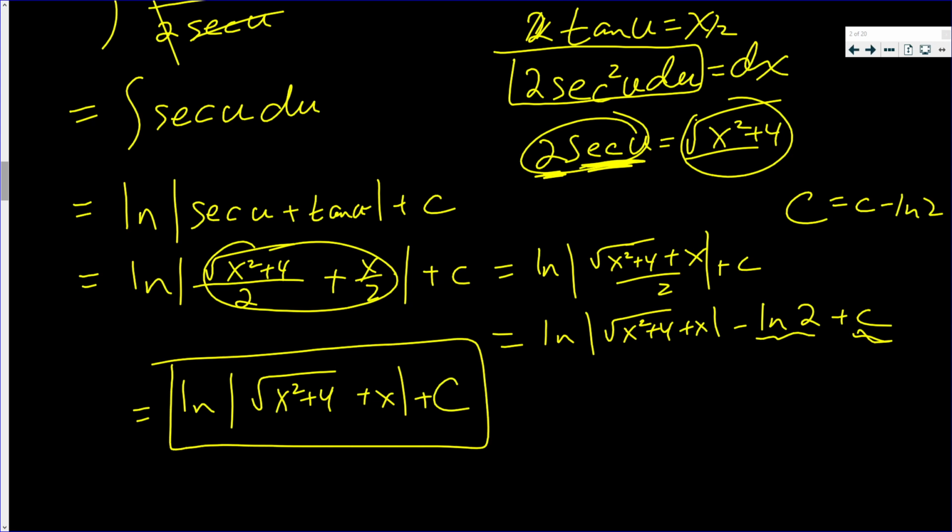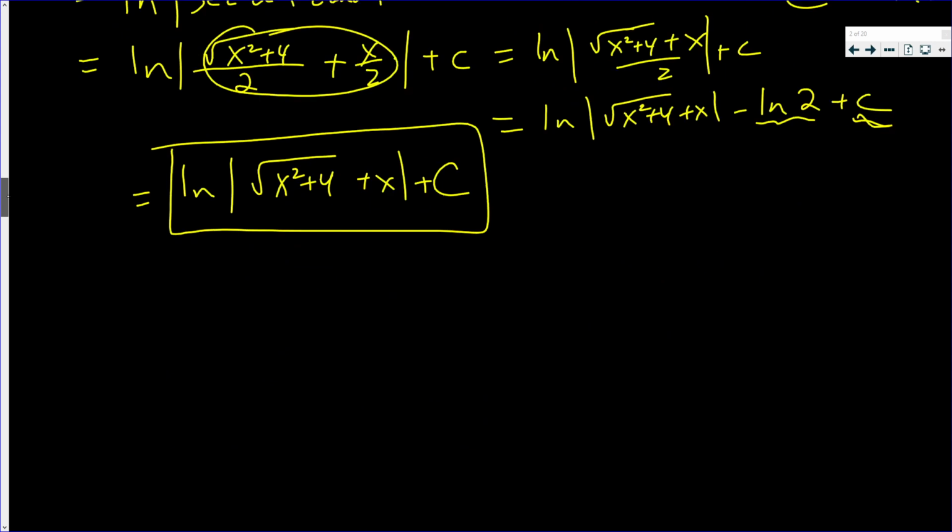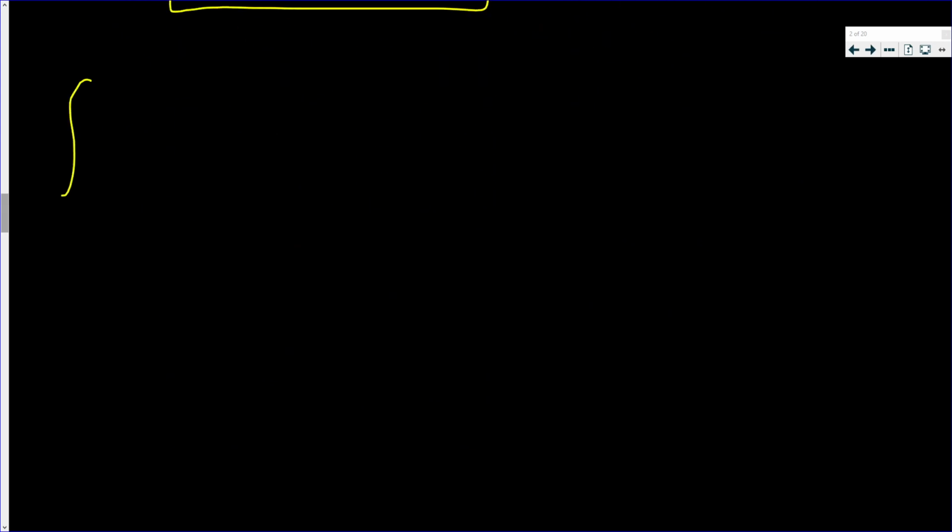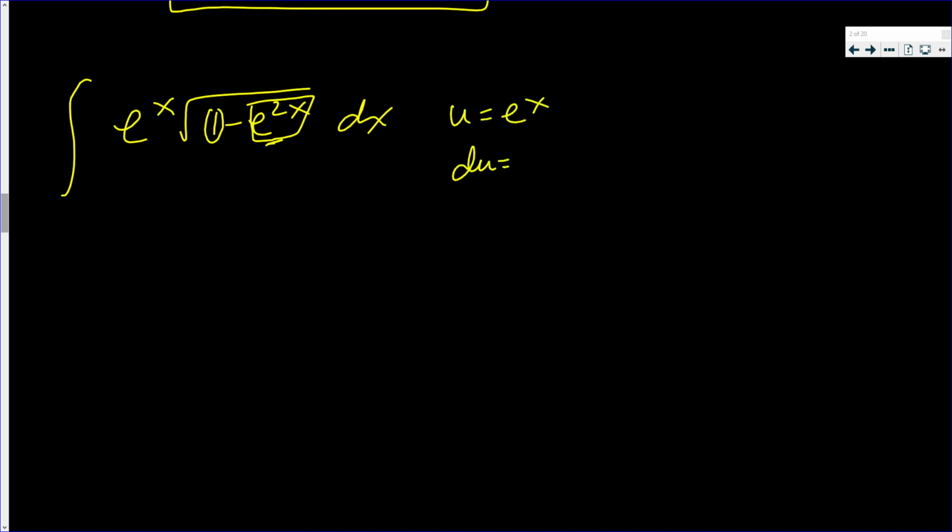Let's do a few more. Suppose you have the integral of e to the x times the square root of 1 minus e to the 2x dx. Now, I see a 1 squared here, and I see e to the x squared over here. So I'm going to let u equal e to the x. So du will be e to the x dx.